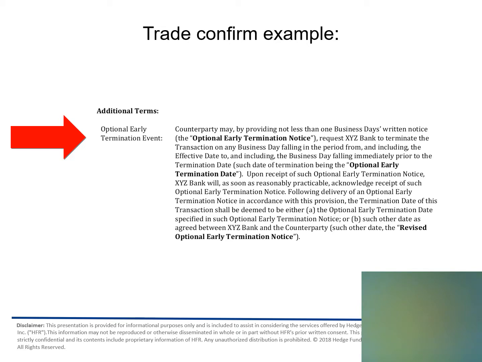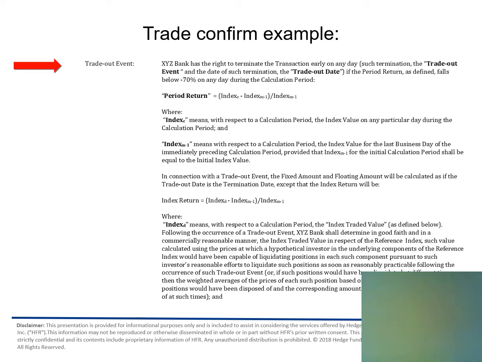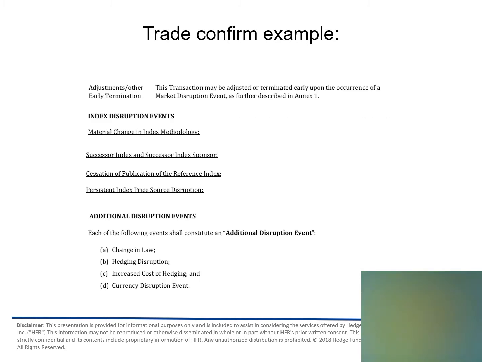Your position in the strategy can be terminated early for a number of reasons. This trade can terminate if it's down 70%, or the trade can be terminated if there's a disruption event. In this case, if there's a material change in law, an increase in the cost of hedging, currency disruption event, or if the price data needed to calculate the strategy is no longer available.